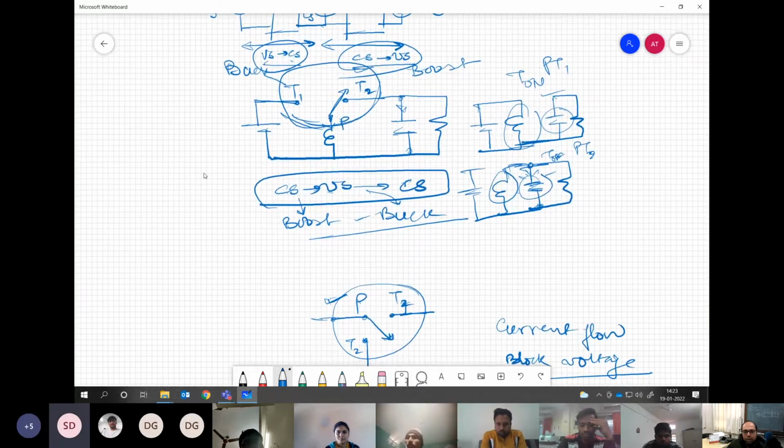Yes, sir. So this is one example of how people have realized the buck boost converter. This current stiff element basically behaves like a current source.